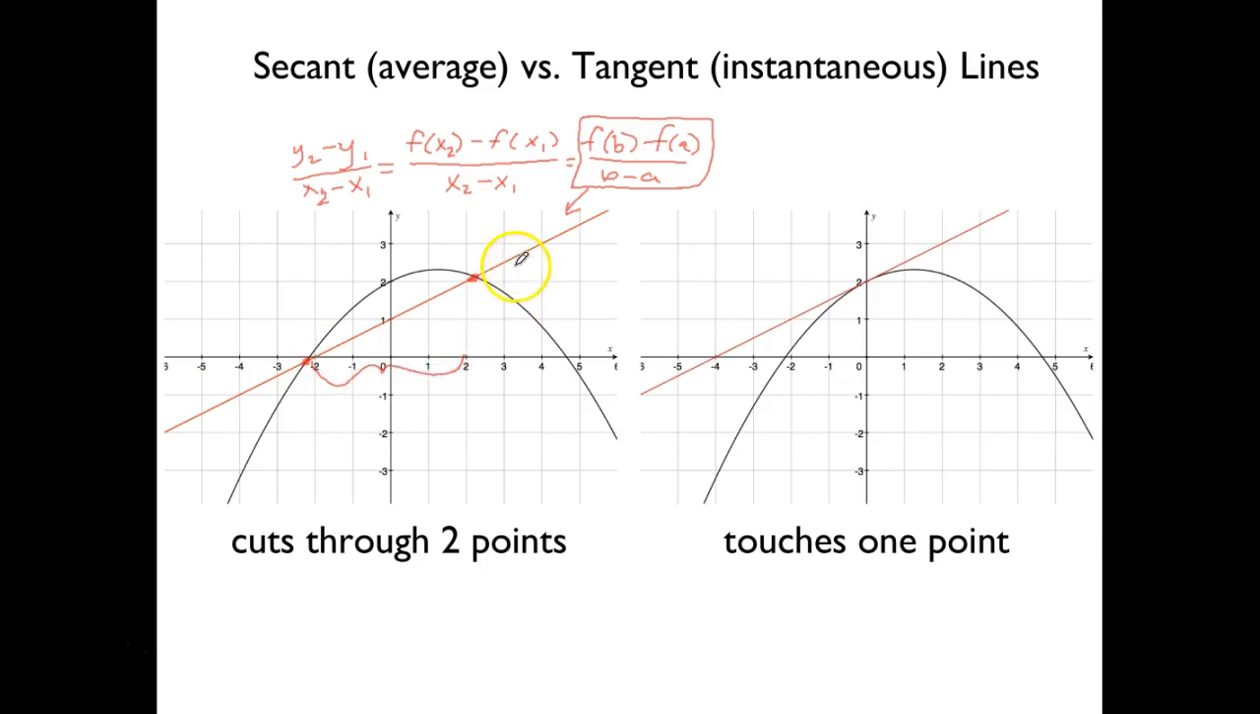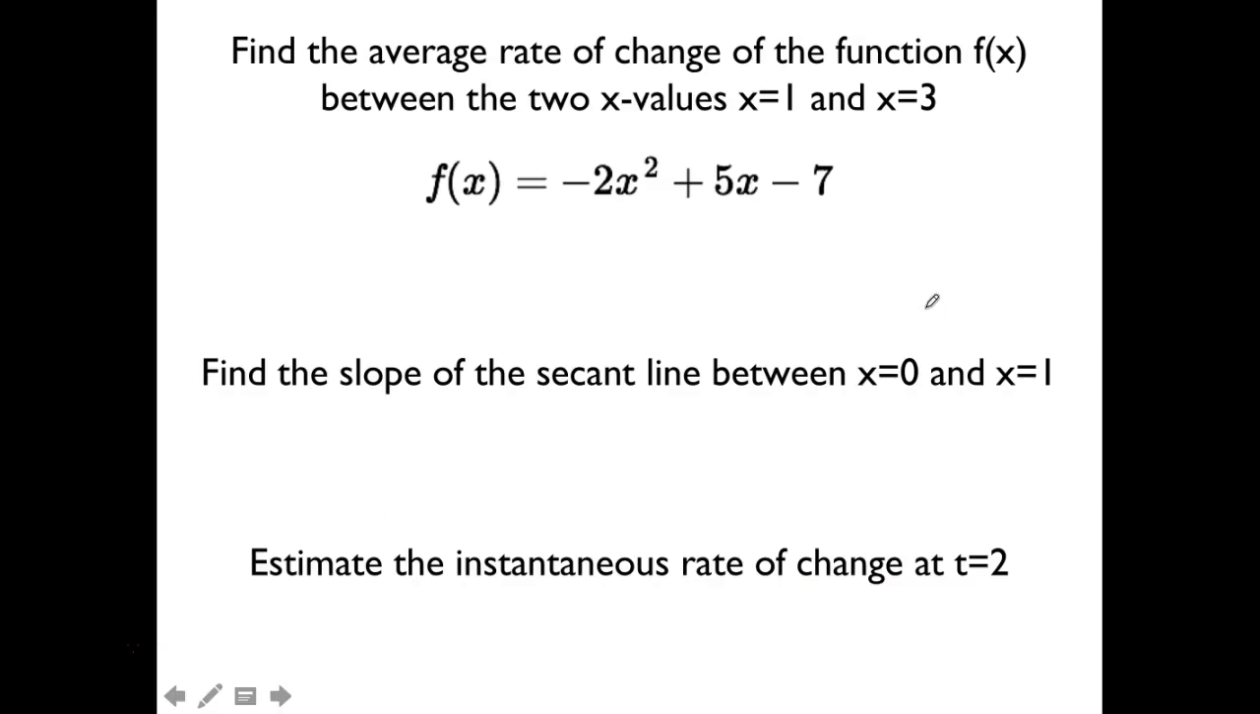Okay, now what we're going to be trying to do in this entire calculus class is, instead of doing averages like you guys have been doing for years, we're going to be doing things called instantaneous rate of change, where it only cuts through the graph at 1 point. It just touches it. This is called instantaneous rate of change, and we call that a tangent line, okay? And that's what we'll be doing in tomorrow's lesson, finding tangent lines.